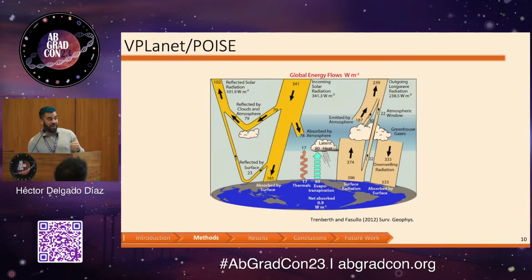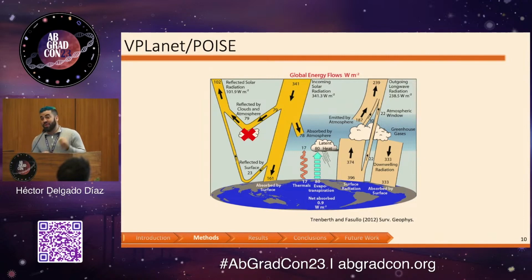I did not make this graph. Trembet and Fasulu did it. In essence, it's a balance of all the incoming solar radiation that comes to the planet and how much of it is either absorbed by the planet or reflected back to space. POISE is a cloud-free energy balance model, so that we don't take into account the sunlight reflected by clouds in the atmosphere.